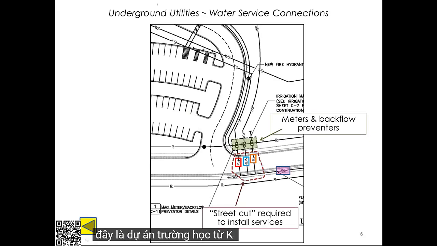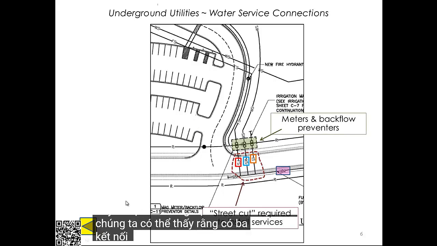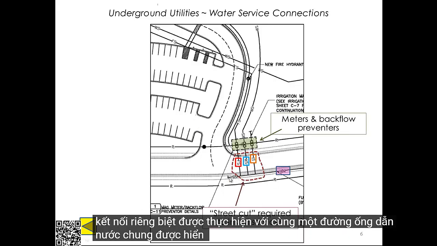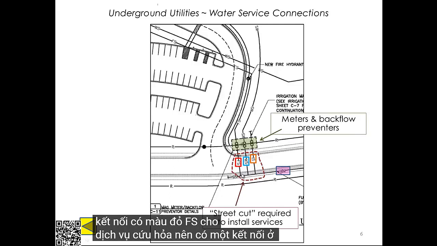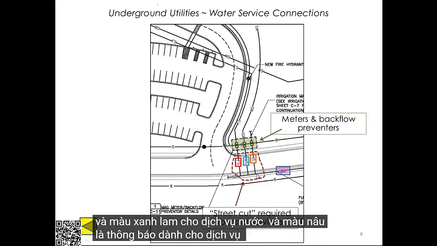This is a K-8 school project, and we can see that there are 3 separate connections made to the same common water main, shown over here. And the 3 connections are in red, FS for fire service, so there's a connection there, WS in blue for water service, and in brown, IS for irrigation service.